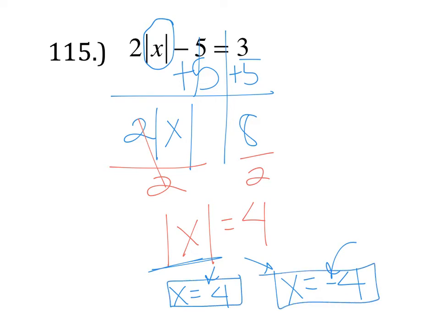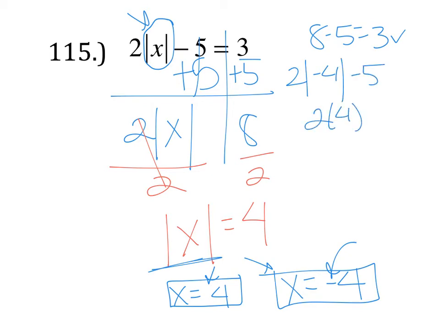So either x is going to be 4, and if you go back and plug it back in here, that would be 2 times absolute value of 4, which is 2 times 4, which is 8. 8 minus 5 equals 3. If we plug in negative 4, 2 times absolute value of negative 4 minus 5 is still going to be 2 times 4 minus 5, which is 8 minus 5, which is 3.